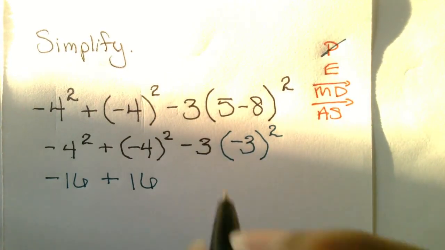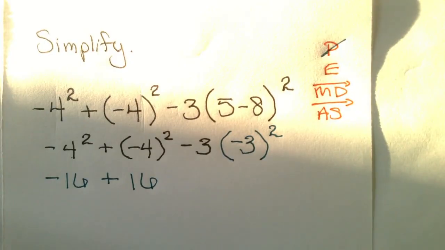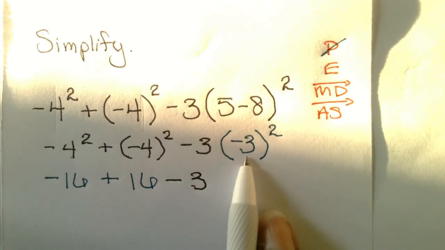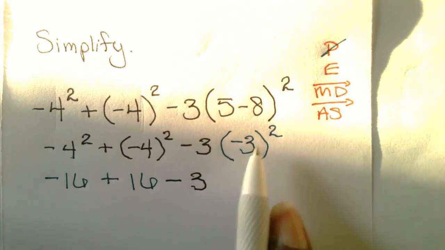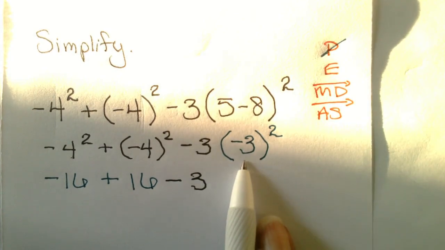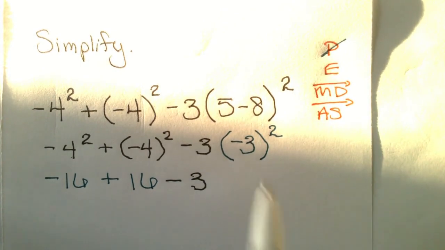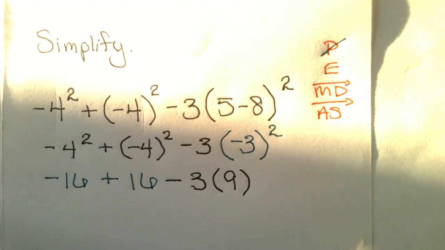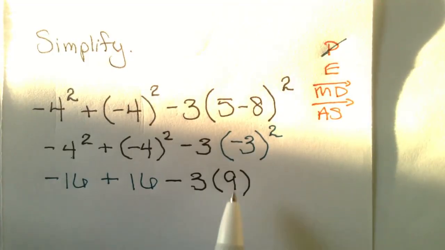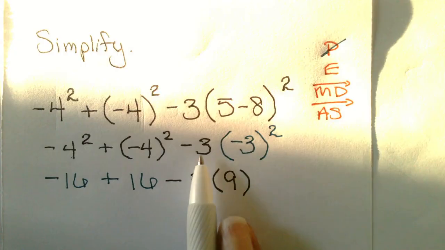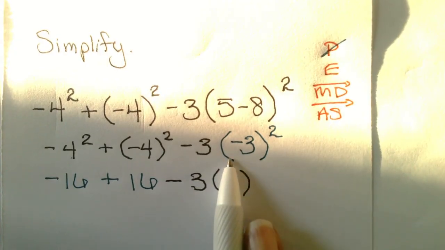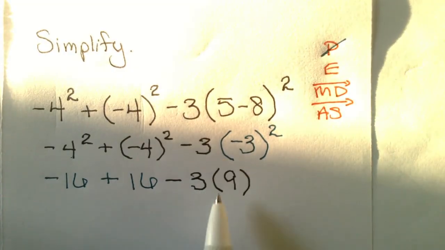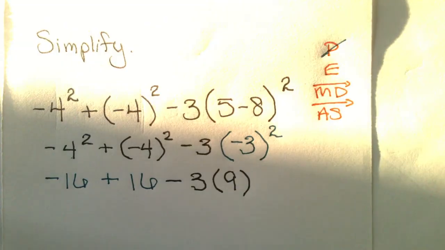Okay, bringing down my -3. And then what's being raised here is a -3 squared. So this is -3 times -3, which gives me a positive 9. And the reason why I'm keeping it in parentheses is because this 3 is multiplying the result after we square it. That's why we're still keeping it as a parenthesis.